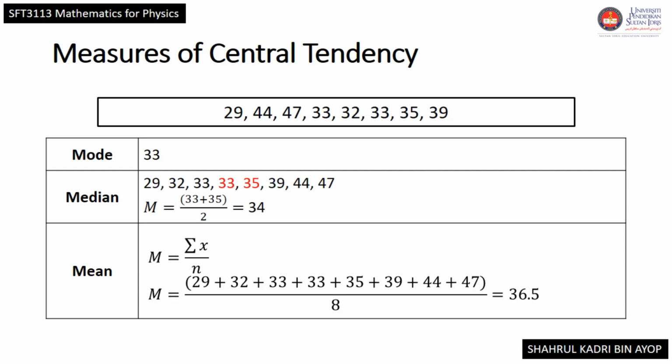And for median, we have to rearrange these scores into ascending order, and as you can see here, the midpoint for this data set is between 33 and 35. So the median for this data set is 34. And for mean, we have to sum up all these scores and divide it by the number of scores, that is 8. So the mean for this data set is 36.5.